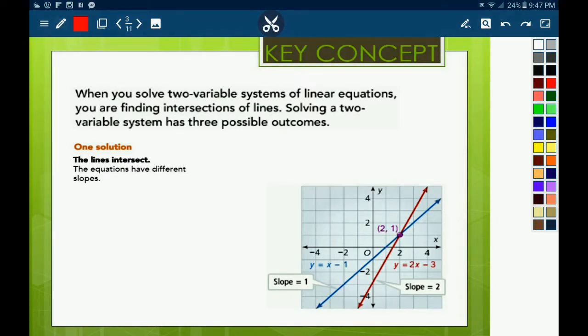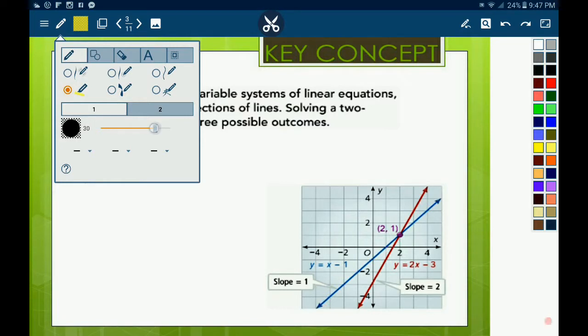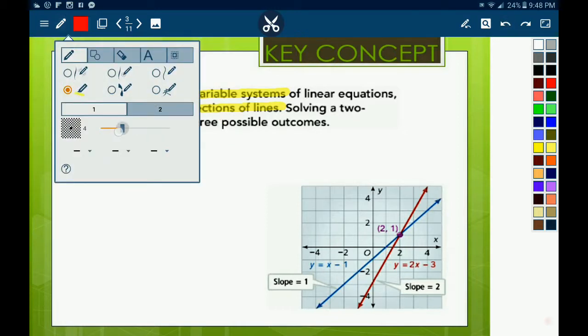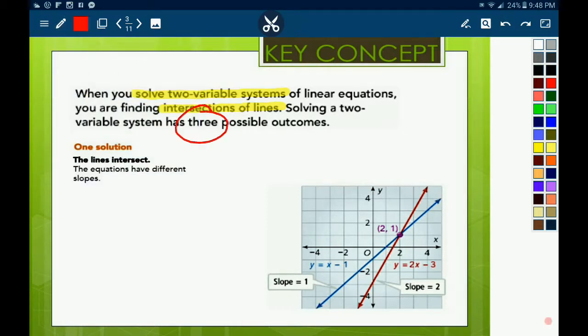So the key idea here says when you solve two variable systems of linear equations, you're finding intersections of lines. I'm going to highlight that because we just learned that yesterday and the day before that a solution to a system is where the two lines intersect. So that's really important. When you solve a linear system, you're finding where the two lines intersect. Solving a two variable system has three possible outcomes. Okay, and I want to circle that as well. There are three different possible outcomes.